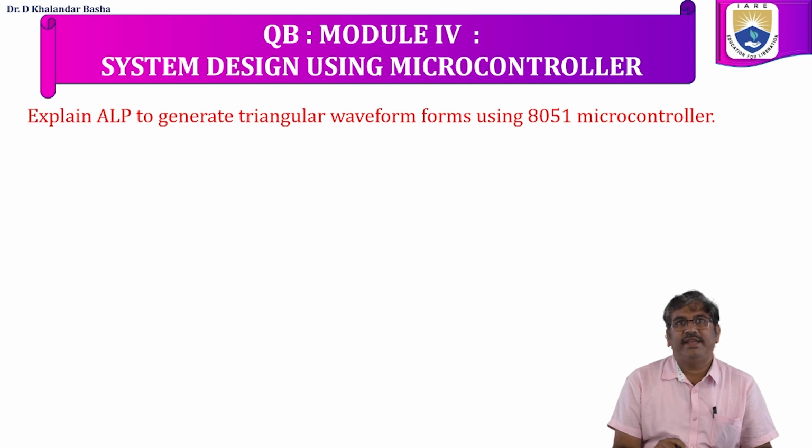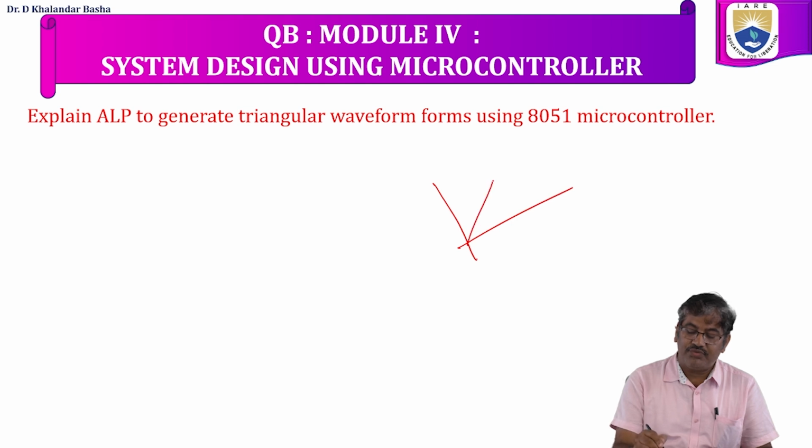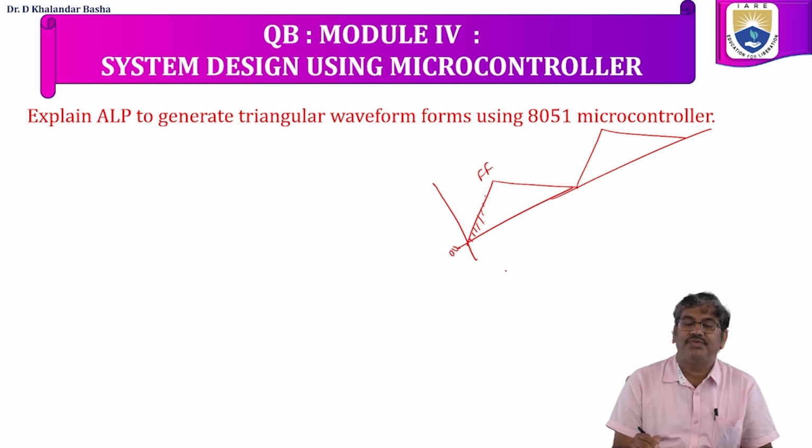Next, explain ALP to generate a triangular waveform using the 8051 microcontroller. For generating a triangular waveform, if you observe the waveform, it keeps on incrementing from 0 to the maximum value FF. Then it will go on decreasing from FF to 0. So for rising, we will send the values by incrementing. For getting a negative slope, we are going to give the values in a decrementing manner.